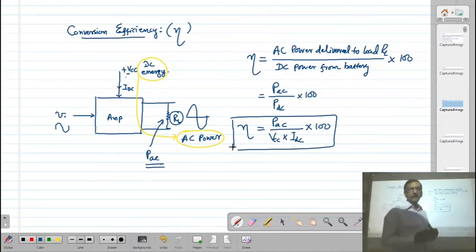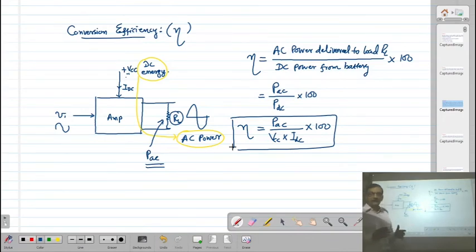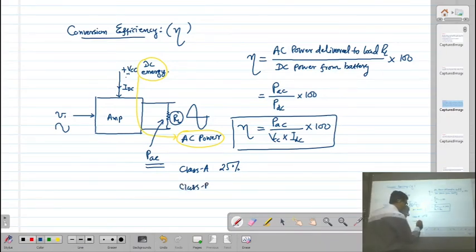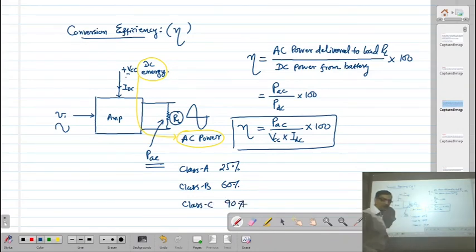Normally, in the next semester you will learn that we have class A, class B, class C amplifiers, and these different classes of amplifier have different conversion efficiencies. If I take a class A amplifier, then its conversion efficiency is only 25%. If I take a class B amplifier, the efficiency is around 60%. If I take a class C amplifier, its efficiency is around 90%.